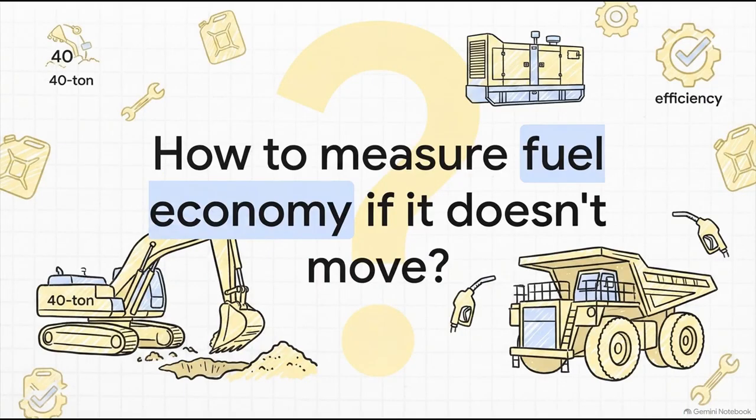Think about it for a second. The standard miles per gallon metric that we all use for our personal cars, it completely fails in the industrial world. It makes literally zero sense when you're dealing with, say, a 40-ton excavator that spends its entire day just sitting in one spot digging a hole, or a stationary generator that simply runs in place to provide utility power. If a machine isn't actually traveling a distance, how do we track its efficiency?